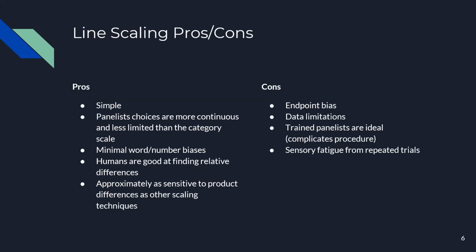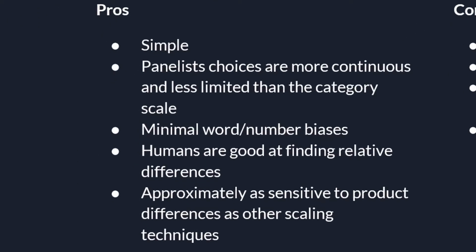Here are the pros and cons of the line scale. The pros include that it's a simple procedure to do. The panelists' choices are more continuous and less limited than the category scale. Minimal word and number biases exist when doing this test because the amount of words and numbers visible on the line are minimal, so people are less likely to see their favorite word or number and choose that due to their bias. Another pro is that humans are good at finding relative differences while we're bad at finding absolute differences. And lastly, the line scale is approximately as sensitive to product differences as the other scaling techniques.